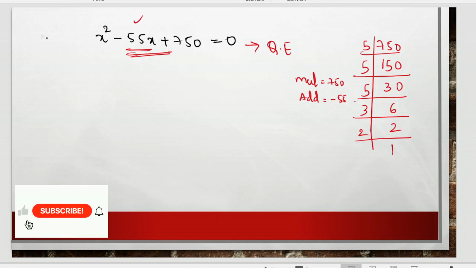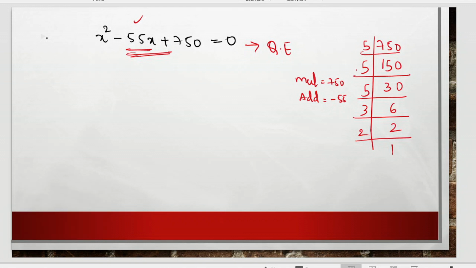Now let us find the combinations. 5 fives are 25, and 25 fives are 125, so we cannot take this combination. Here we can take 5 threes are 15, and 15 twos are 30. So 30 and 25, we can take them. When you multiply, you will get 750, and when you add them, you will get 55. You just need to put the minus sign, which is minus 30 and minus 25.